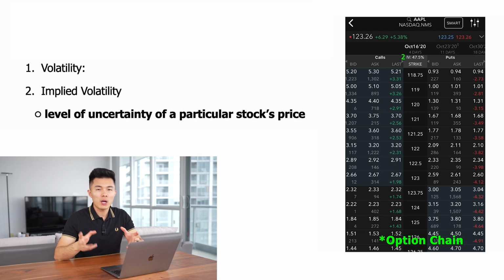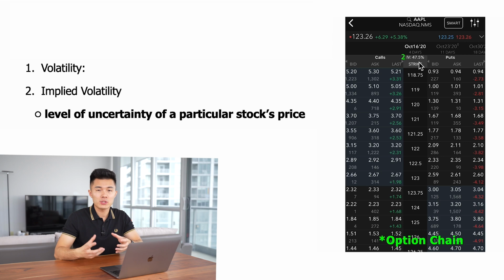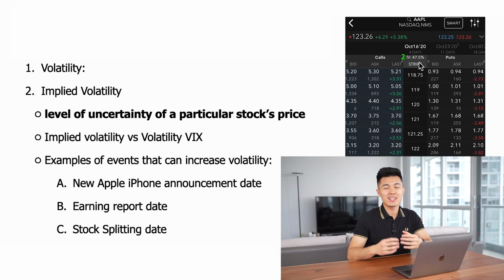The second thing is implied volatility. I will show you again on the screen. Implied volatility, on the same screenshot, is called IV, and it is showing 47.5%. Implied volatility measures the uncertainty for this particular stock, not the overall market like the VIX, but only the particular stock. Events that can increase the implied volatility are such as Apple earning days, Apple stock splitting days, or the Apple new iPhone announcement day. Anything that can create uncertainty will increase the implied volatility for that expiration date.